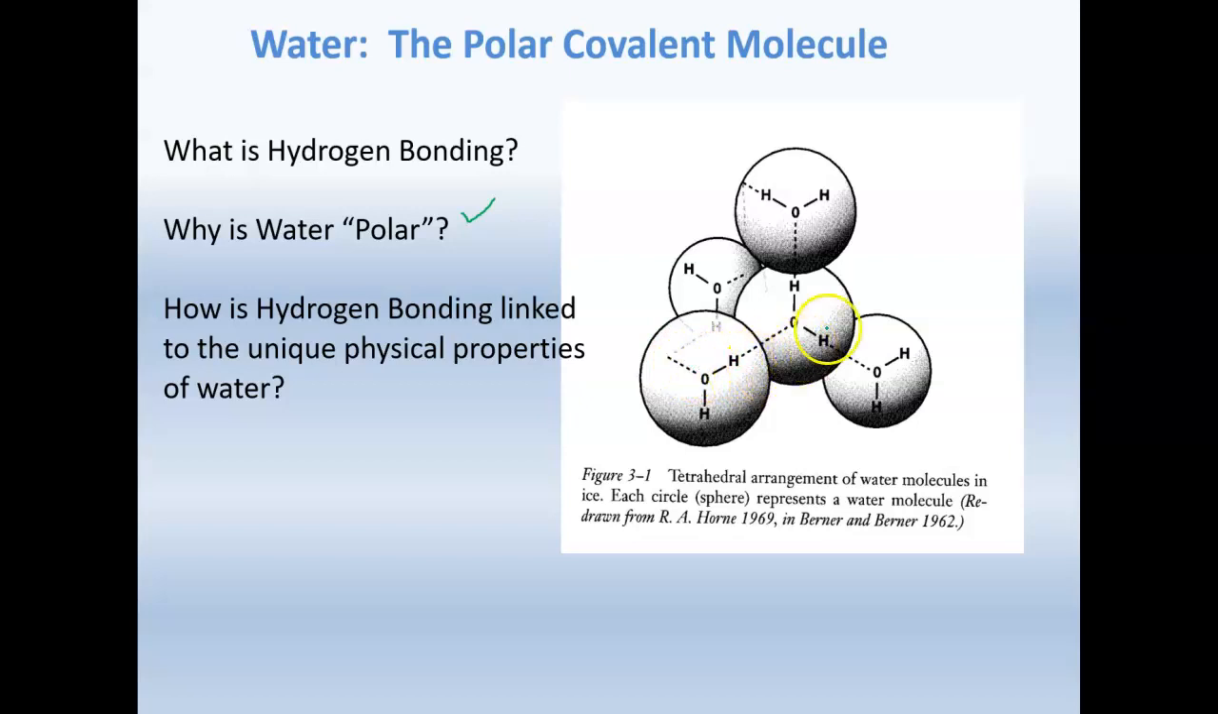And so when you get another water molecule next to it, the positive end of this water molecule here is attracted to the negative end of this water molecule here. And so you'll see a lot of this bonding between the hydrogen of one water molecule and the oxygen of another water molecule. And that particular property, hydrogen bonding, is responsible for several unique physical properties of water.